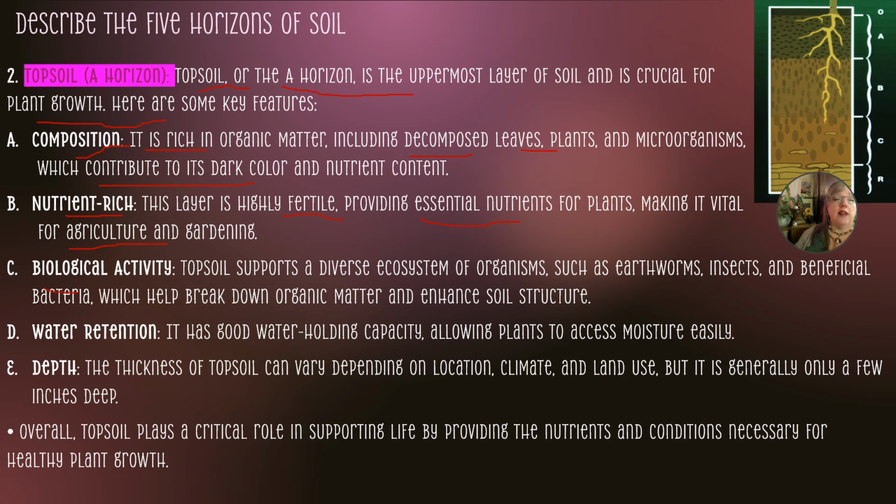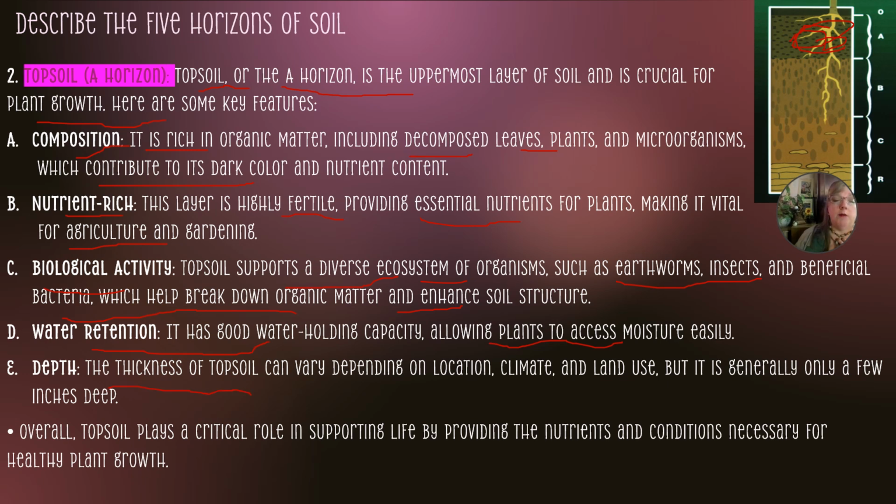All right, biological activity in this layer. It supports a diverse ecosystem of organisms like earthworms and insects and beneficial bacteria, funguses, and stuff that help to break down the organic matter and enhance the soil structure. Water retention: this has good water holding capacity, which allows the plants to access their moisture easily. This is the A section, and it is also where a lot of the plant roots are. So it's important for the plant roots to be able to pick up water at this layer.